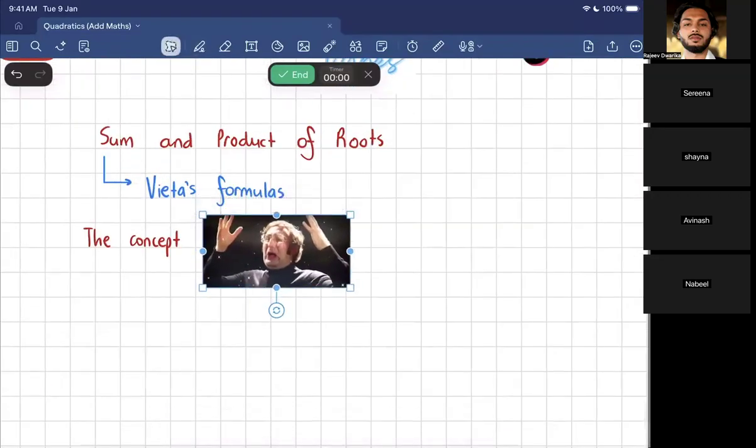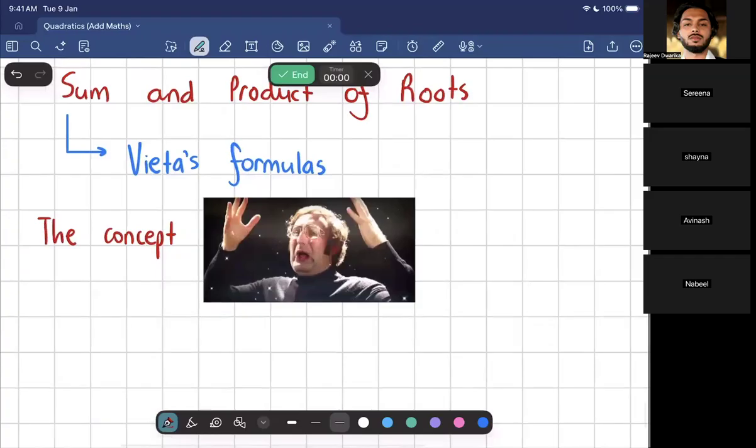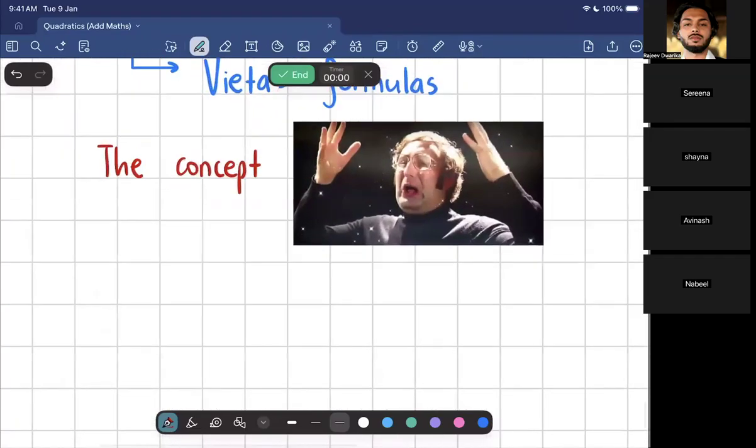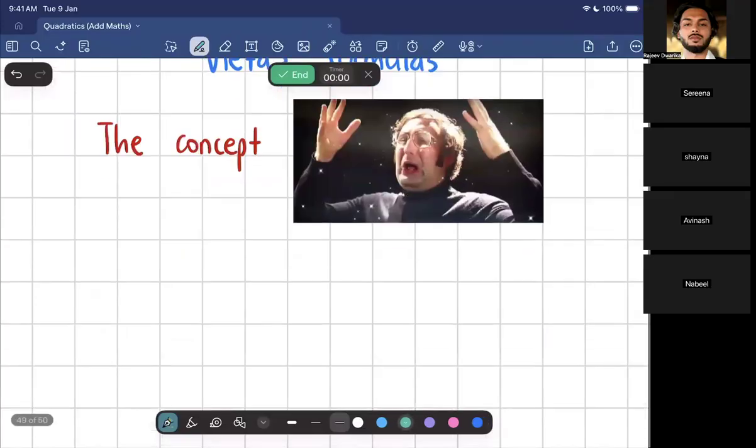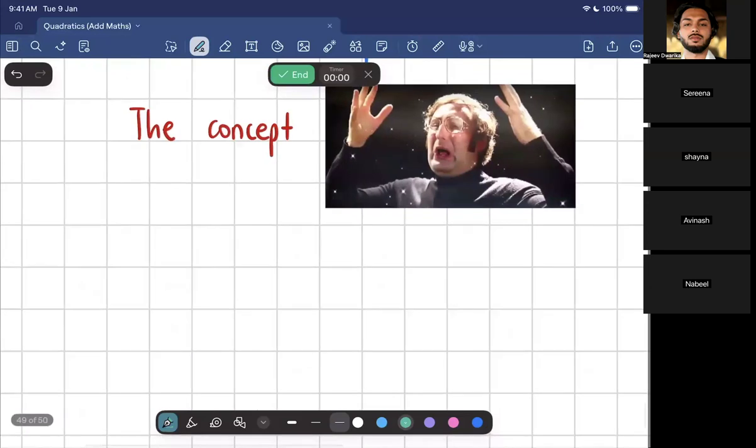So we're going to look at the concept. Serena, I'm going to give you a quadratic to factorize. So let me just think of one real quick. So maybe x squared, x plus 2. Let's factorize this.